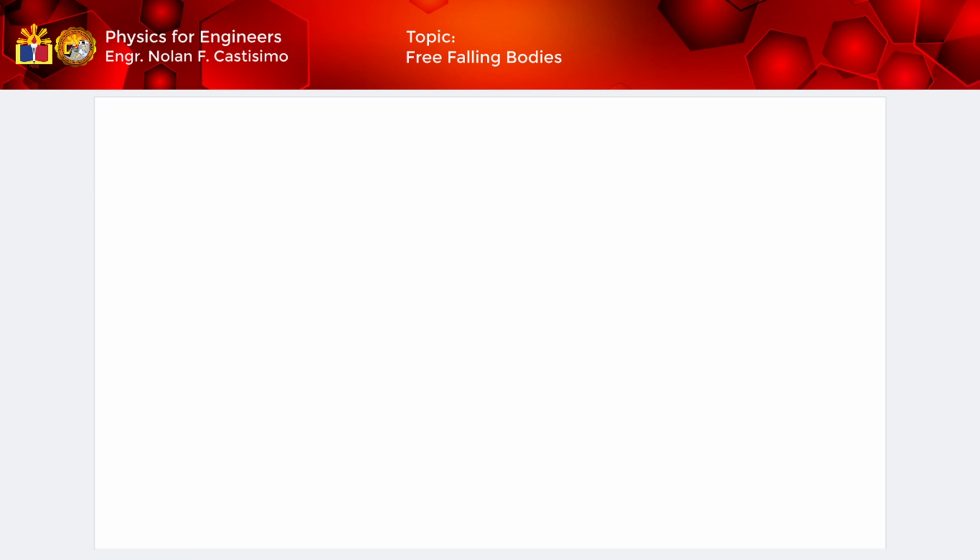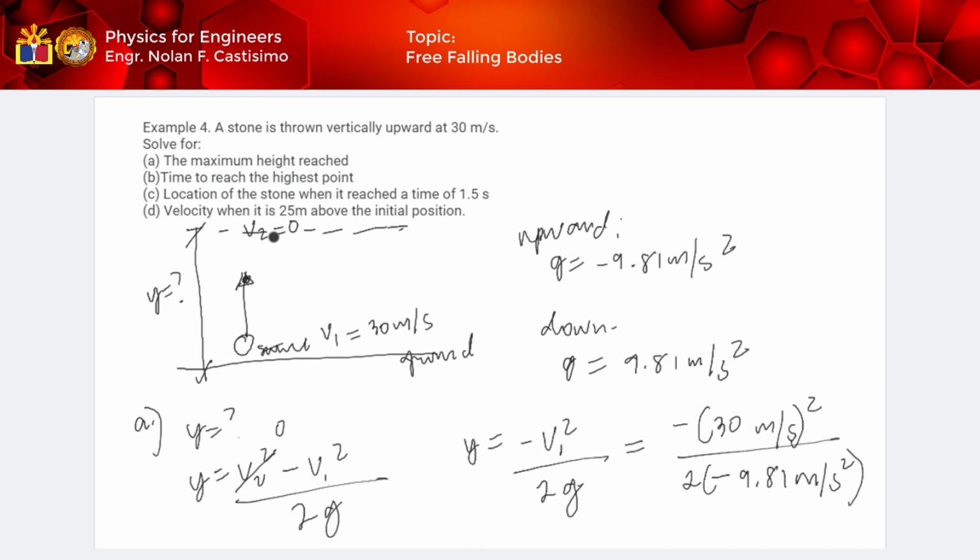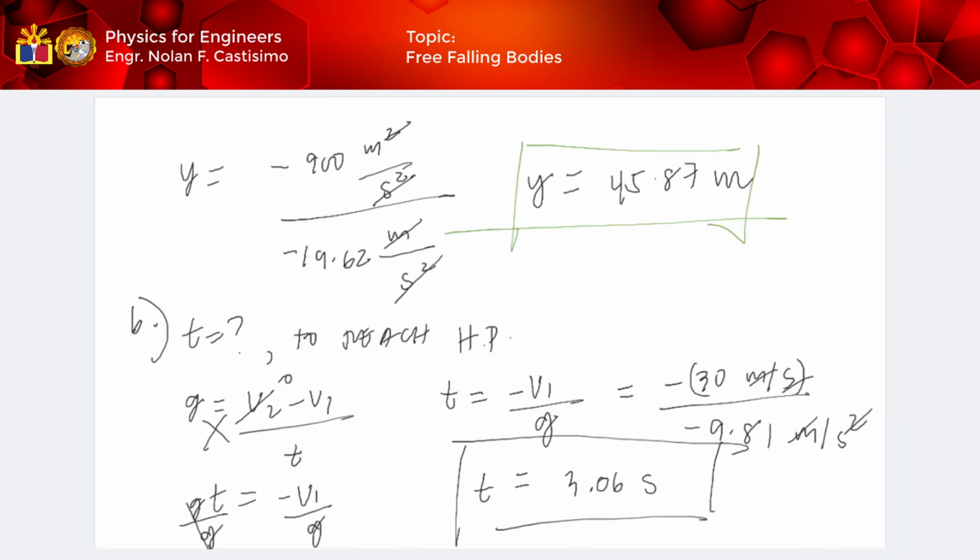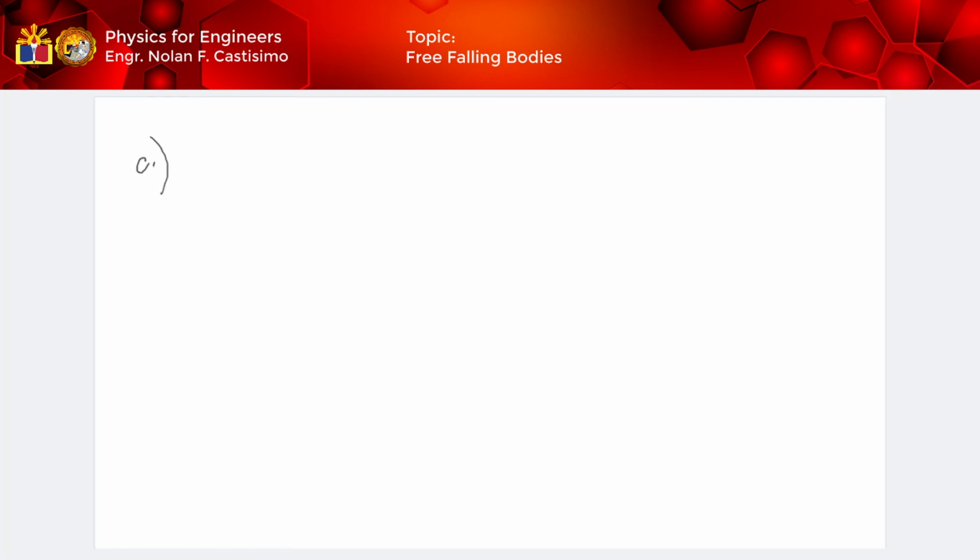Next, letter C. So, in letter C, we're going to find the location of the stone when it reached a time of 1.5 seconds. So, after 1.5 seconds, asan na ba yung ating stone? So, anong distance na siya? Anong value ng y? So, this will be the solution. We're going to use the formula y is equivalent to v1t plus 1 over 2 gt squared, wherein t is equivalent to 1.5 seconds.